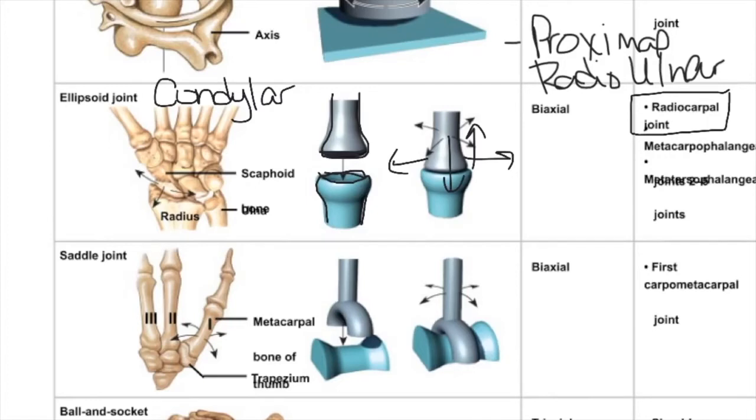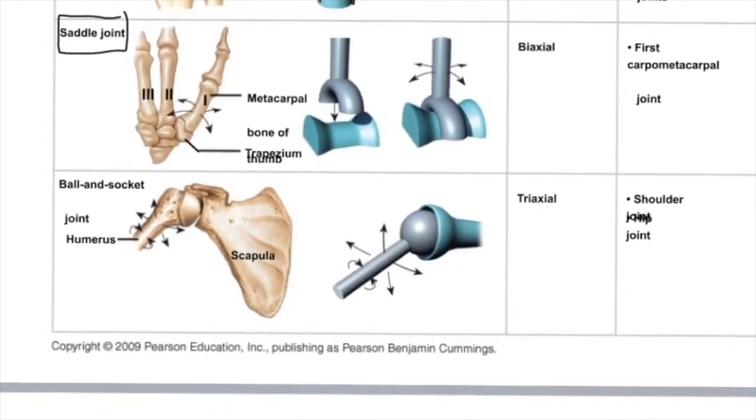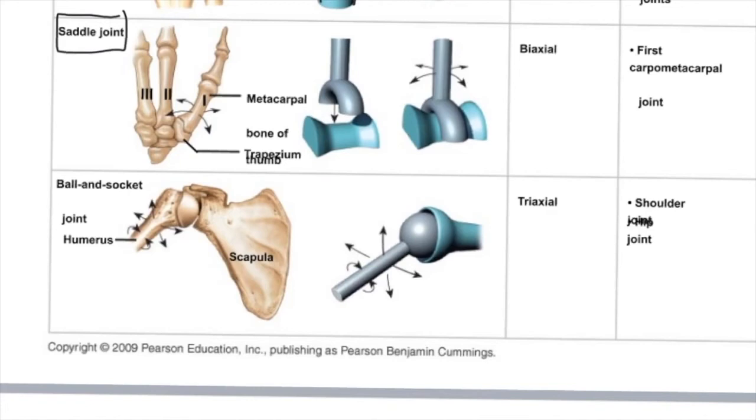So here we have the next one is called a saddle joint. We only have one saddle joint in the body, so you know this is going to be a test question. It is at the first carpometacarpal joint. Where is that? Your thumb. Okay, where on your thumb? The lower joint. Yeah, so here's your metacarpals, right? And then here's your carpal bones. So it's right here.